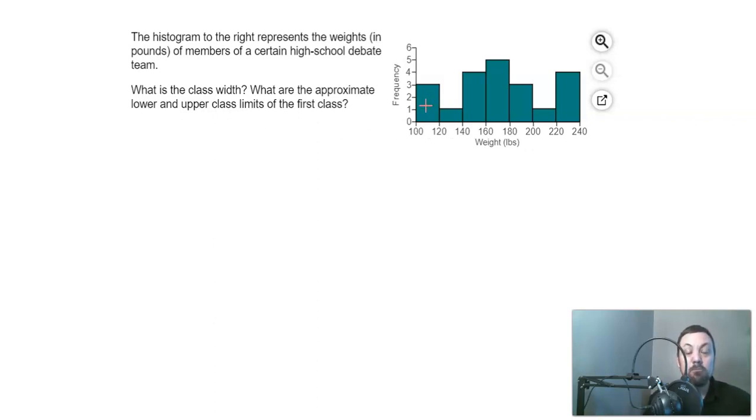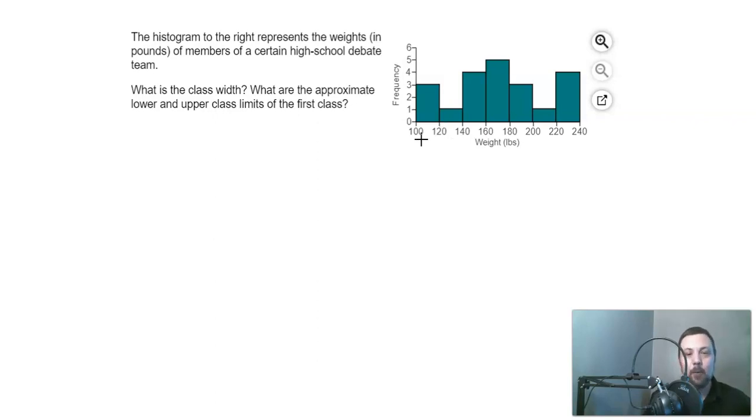And so, just to make sure you can interpret the data that's being presented in this histogram, the height of the bar is the frequency. So for this first class, this first bar, the frequency is 3, which tells me that there's 3 data values in this class, which contains values between 100 and 120.